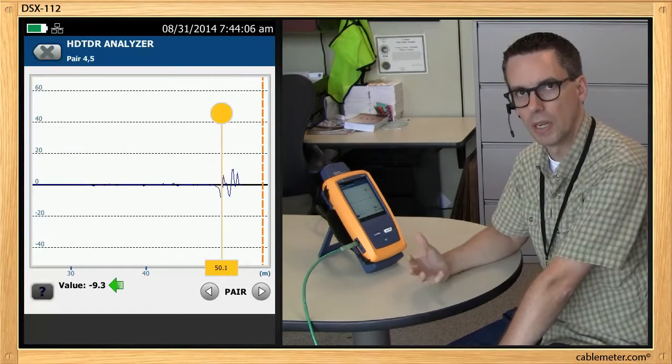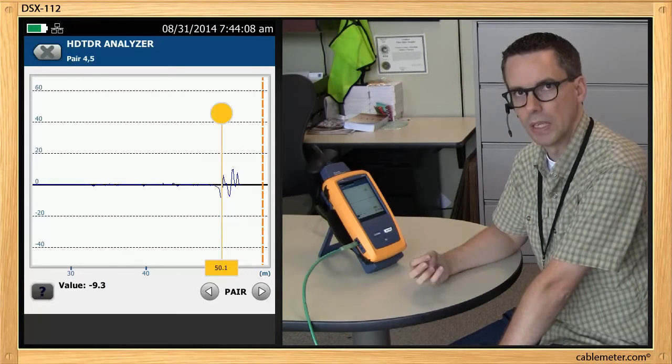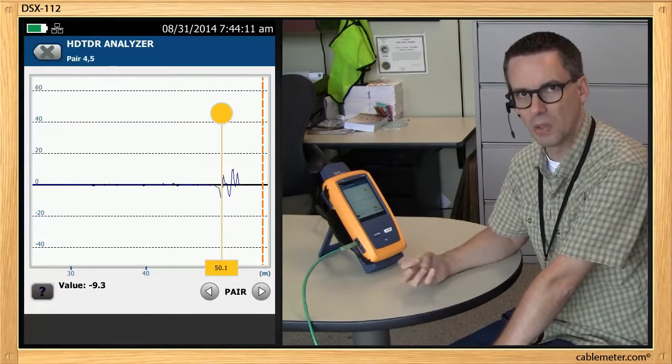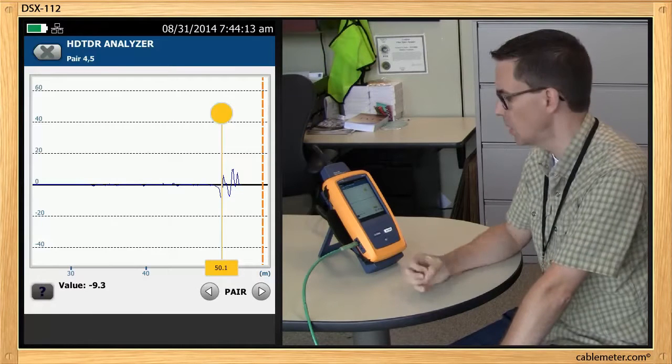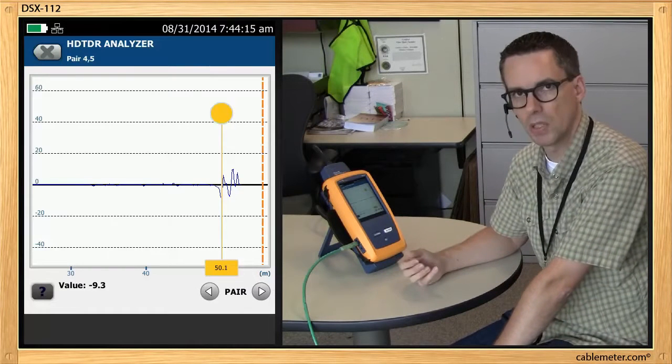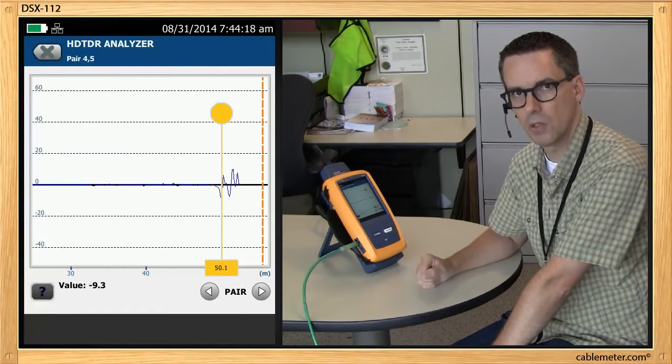Let me just also move this to where that first peak was, and you'll see the value of minus 9.3. Like I said, when there's water in the cable, it's not going to be a 0.8 or a 1.2. It's going to be pretty significant, and significant is minus 9.3. That's how you diagnose water in the cable.